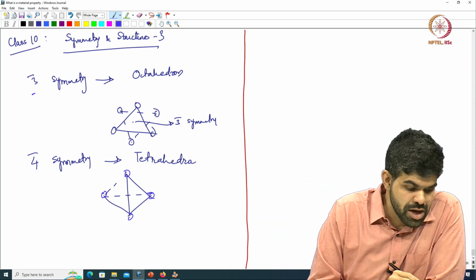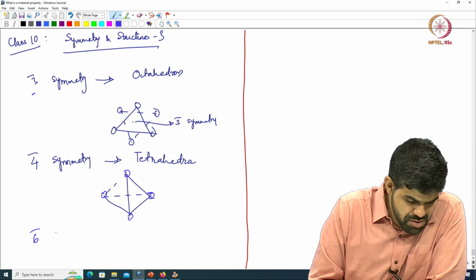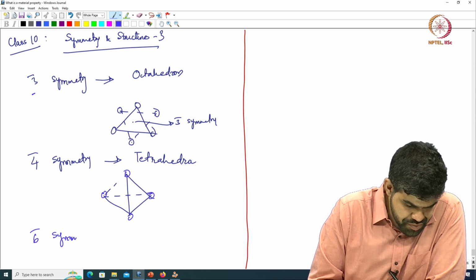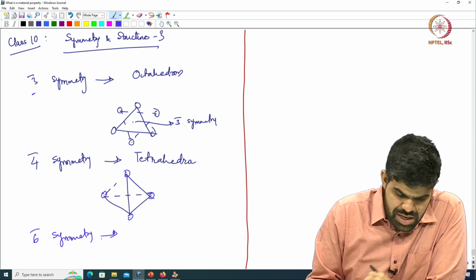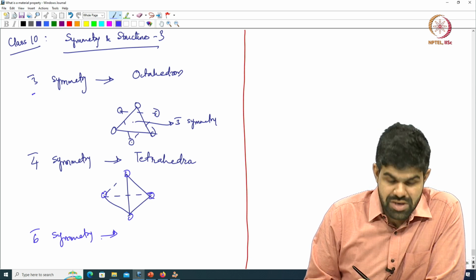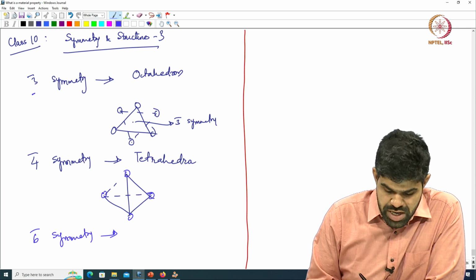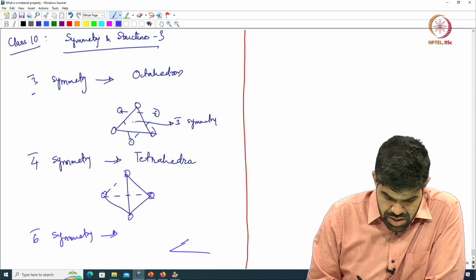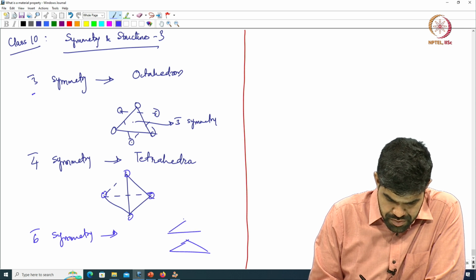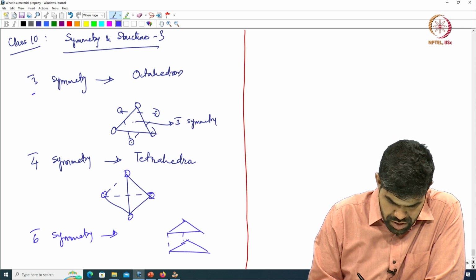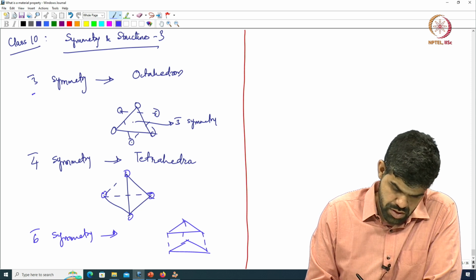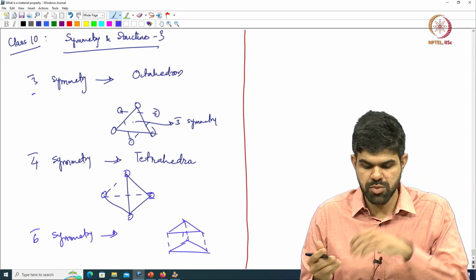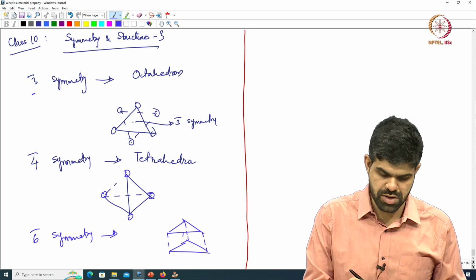Okay, and 6 bar symmetry, we said the 3D object of interest or the polyhedron of interest is actually a prism, where both the triangles are in the same orientation.